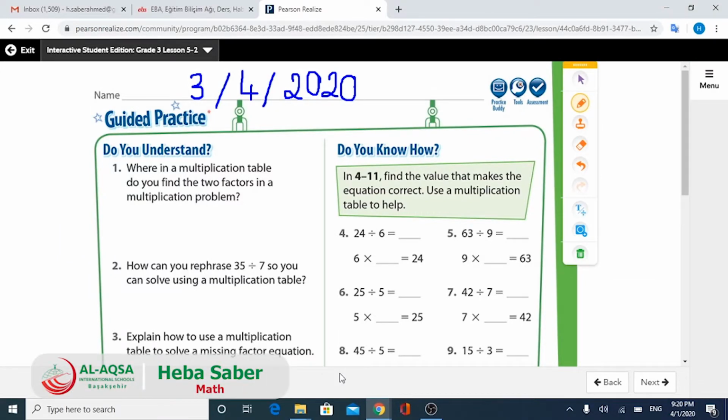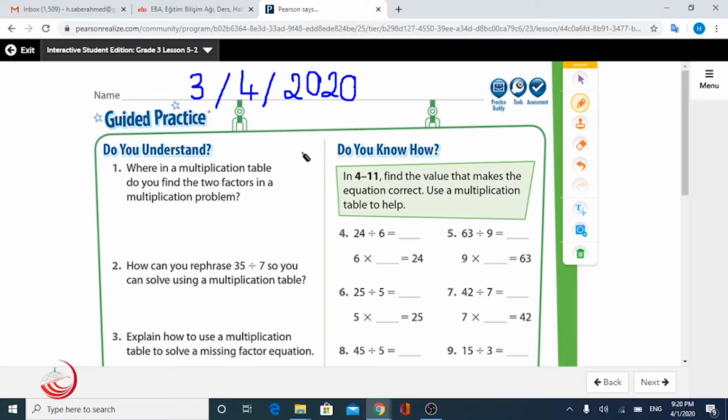Welcome to our new math lesson. Today we will proceed with our lesson about how to use a multiplication table. We will work on page 245. You write today's date on the top of the page.